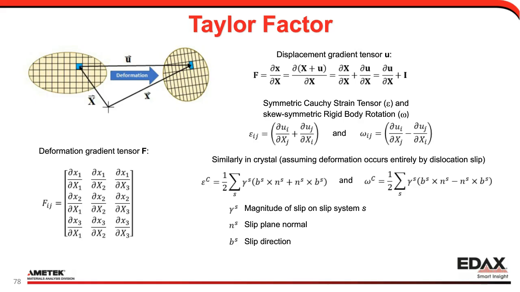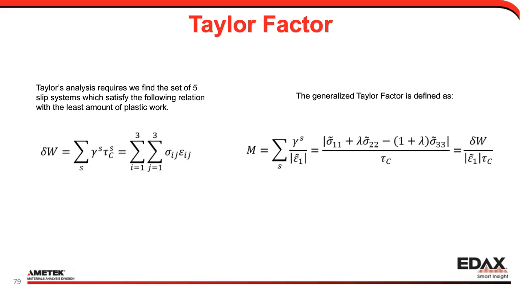So it looks like lots of math, but if you go through that, Taylor's analysis requires that we find a set of 5 slip systems which will maintain compatibility within the grain with the least amount of plastic work and achieve the strain necessary. And so you can go through various machinations and you end up with a Taylor factor, and it tells us something about how much effort it's going to take to strain the material.